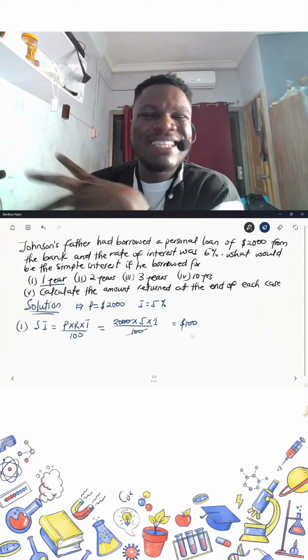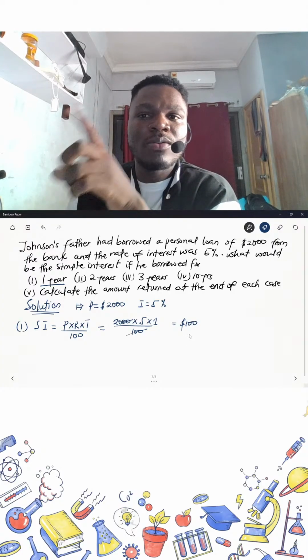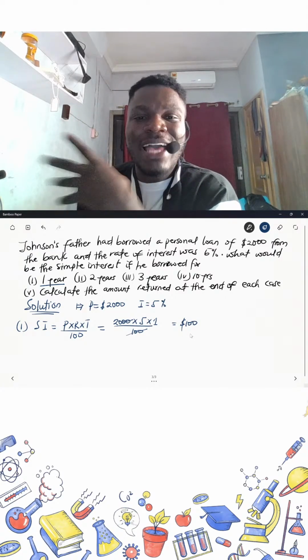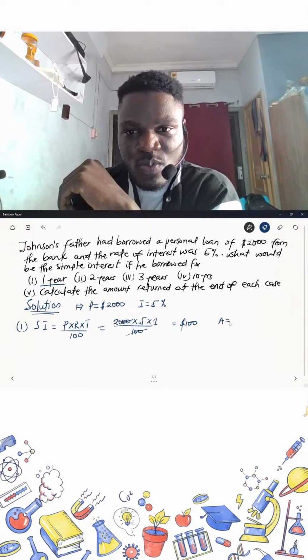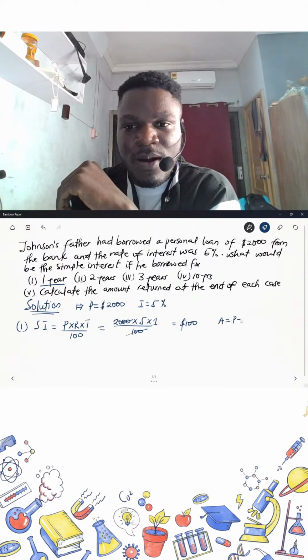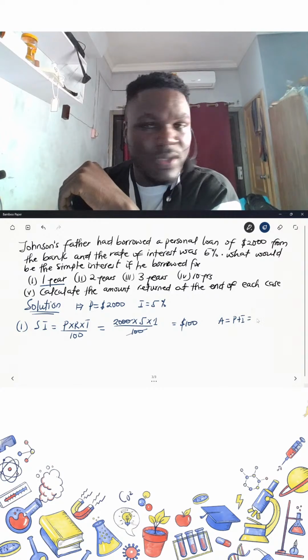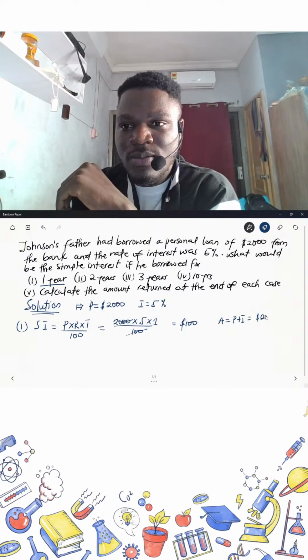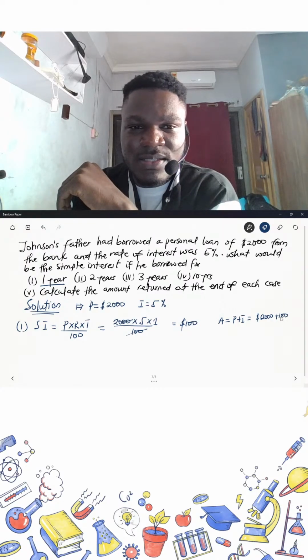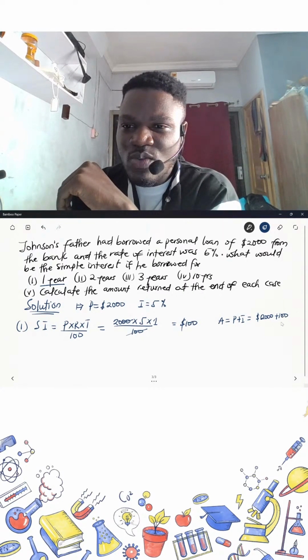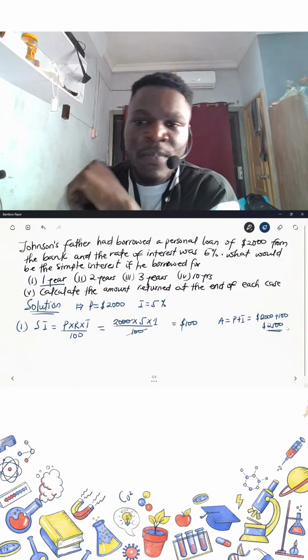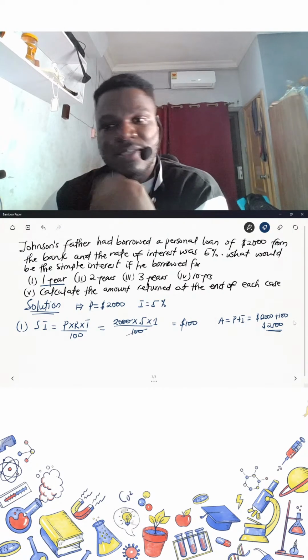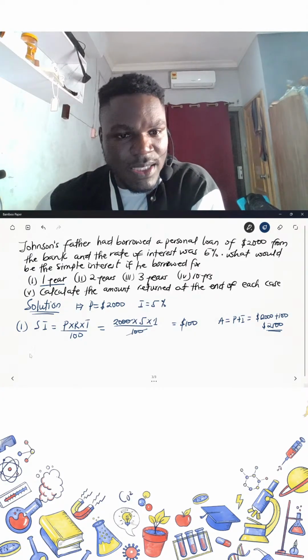Now the $100 is the interest on the amount of $2,000 that he borrowed for the first year. So the amount he has to pay will be the principal plus the interest, which is 2,000 plus 100, which in this case will be 2,100, as our answer for the first instance. Right, let's proceed to look at the second instance.